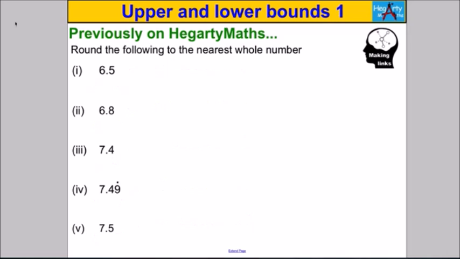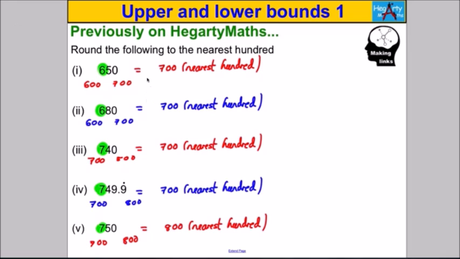Okay, look at all these numbers that rounded to 700. They start at 650 and they end at 749.9 recurring. Any number between those two rounds to 700. But if you're just a tiny bit more than 749.9 recurring, i.e. 750, you round up to 800.